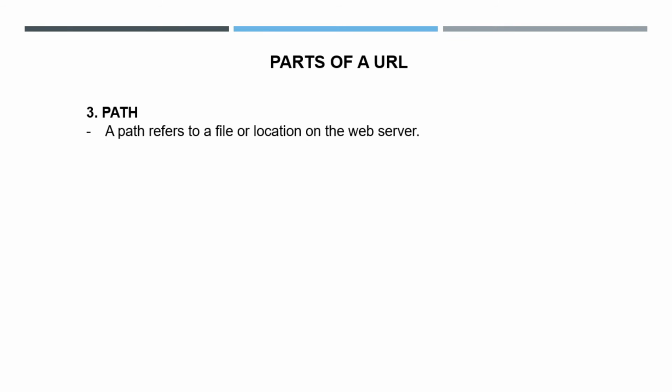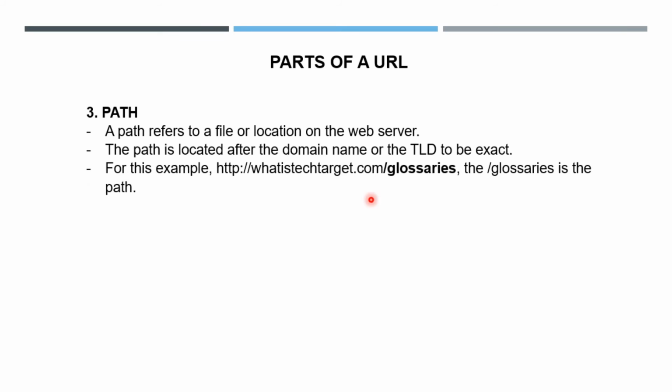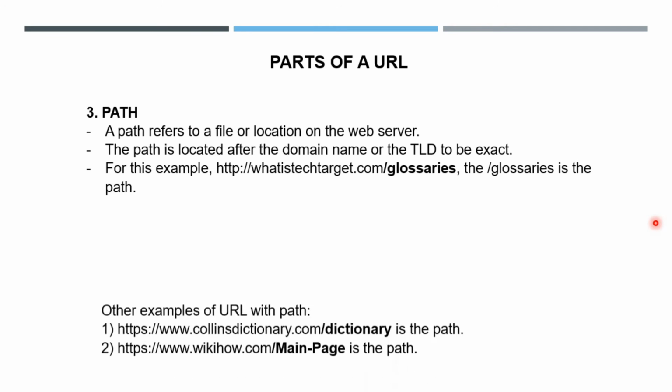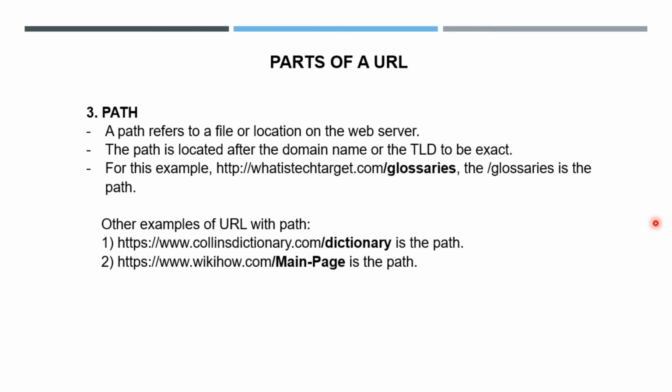Number 3, path. A path refers to a file or location on the web server. The path is located after the domain name, or TLD to be exact. So examples: http://whatis.techtarget.com/glossaries. Glossaries is the path. For other examples here, after the TLD, dictionary is the path. After the .com TLD, main page is the path.